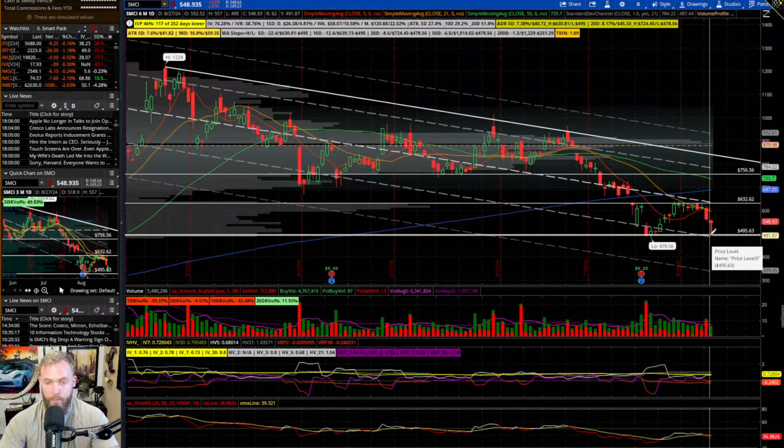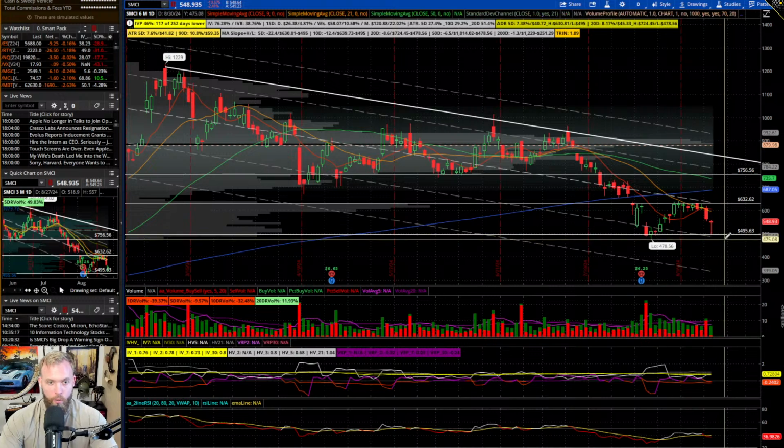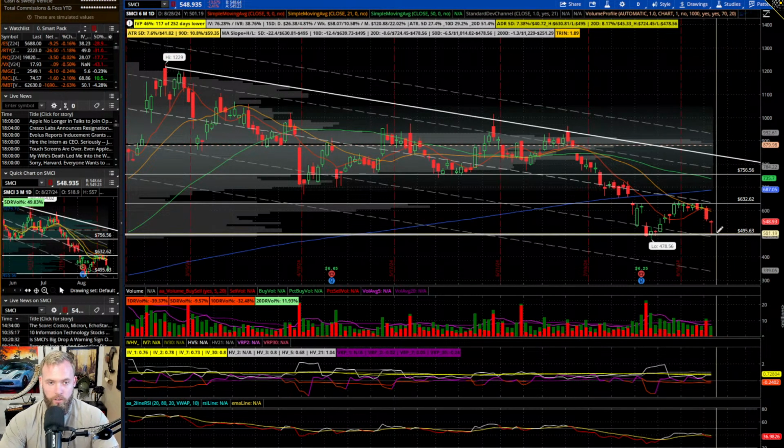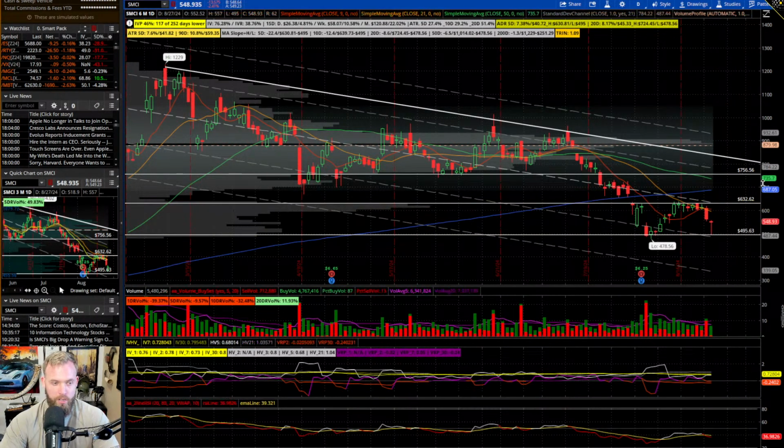So maybe my thought process is once it gets down to this 495 handle, maybe I think it's going to rally and bounce up and all.